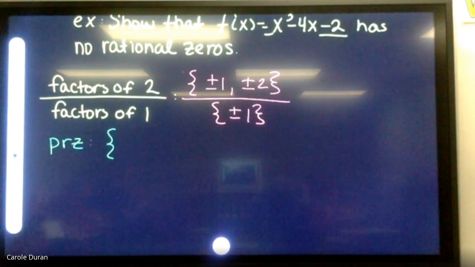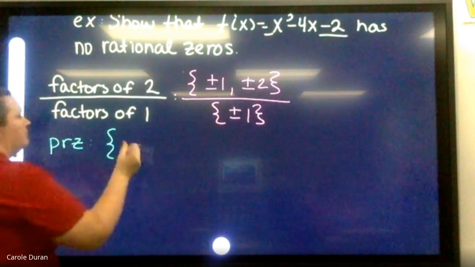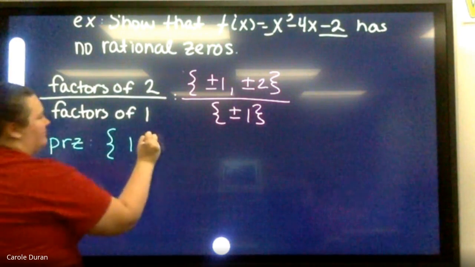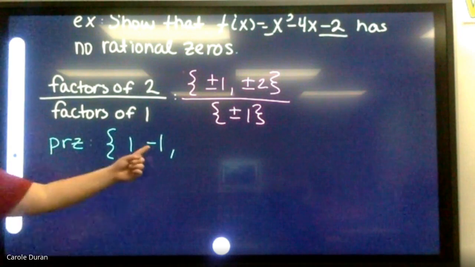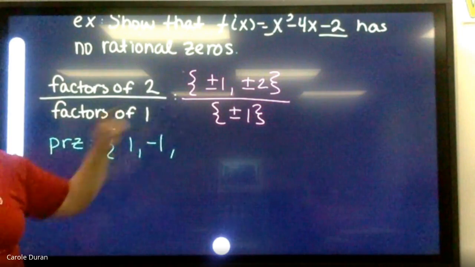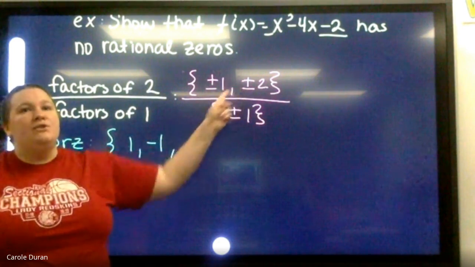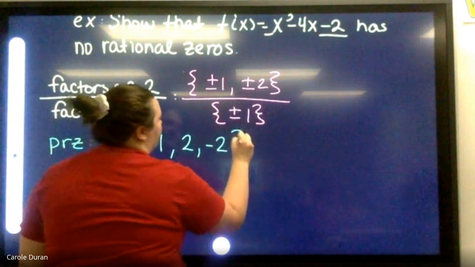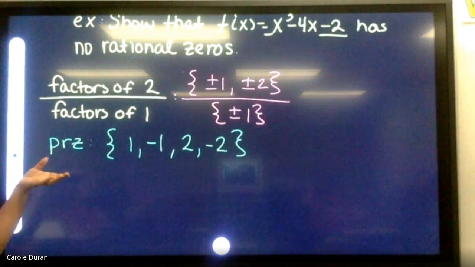And I just start dividing. What's positive 1 divided by positive 1? 1. What's negative 1 divided by positive 1? Negative 1. If it's already on the list, I don't have to list it again. And then negative 1 divided by negative 1 gives me a positive 1. Then I do the same thing with 2. 2 divided by 1 is 2, and I include the positive and the negative version. So this gave me a very short list of values.